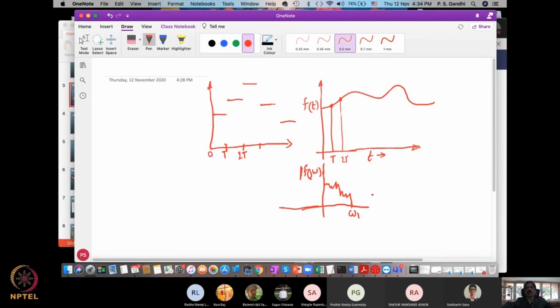Now just to give you some sense, if your signal is sinusoidal of frequency omega 1, think about what F of j omega is going to look like. Let's say f1 is sine omega 0 t. If you recall your Fourier transforms, you'll find that it will have an impulse representation at frequency omega 0.